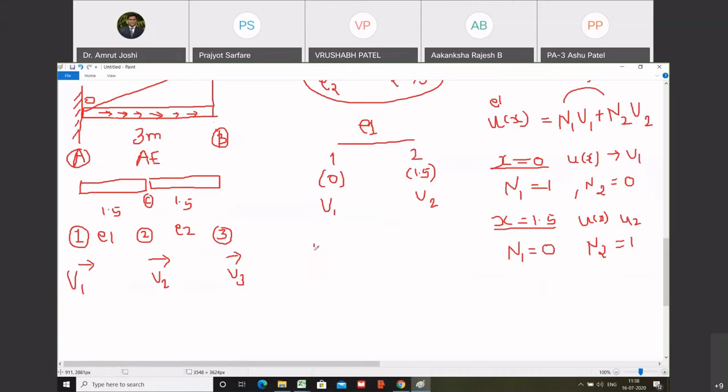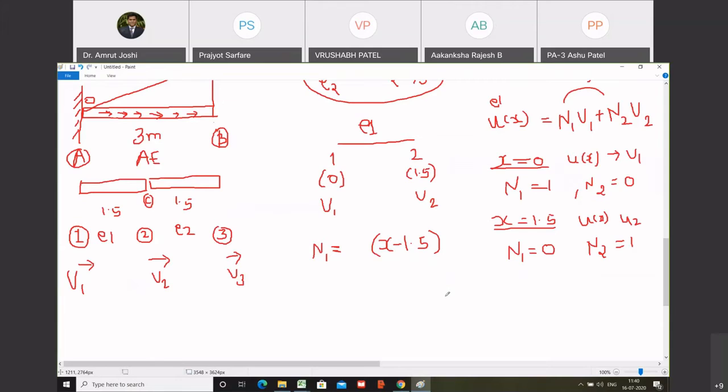Now look, I am going to write down n1 by inspection. n1 should be 0 at 1.5. Do you agree with me? So if it has to be 0 at 1.5, I ought to include this term. If n1 has the term x minus 1.5, then only it will become 0 at 1.5. Do you agree with me? Now, if I substitute x equal to 0 in this, what is the value? Minus 1.5.